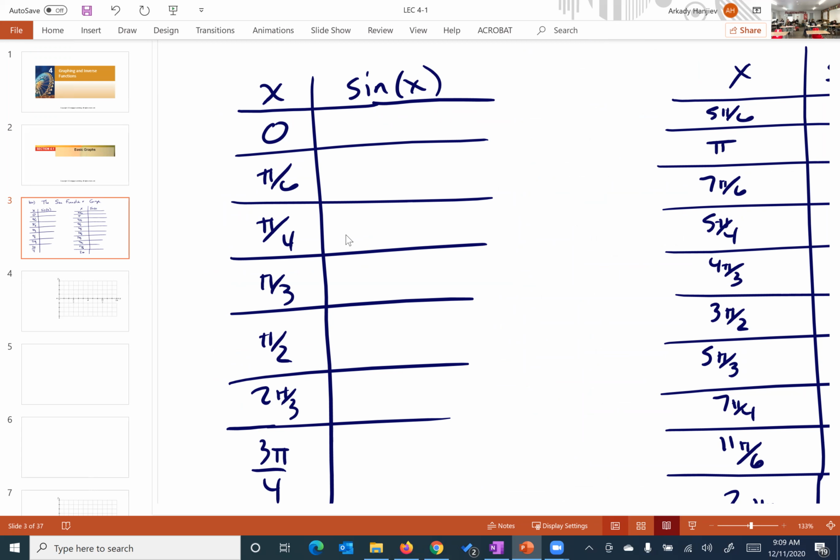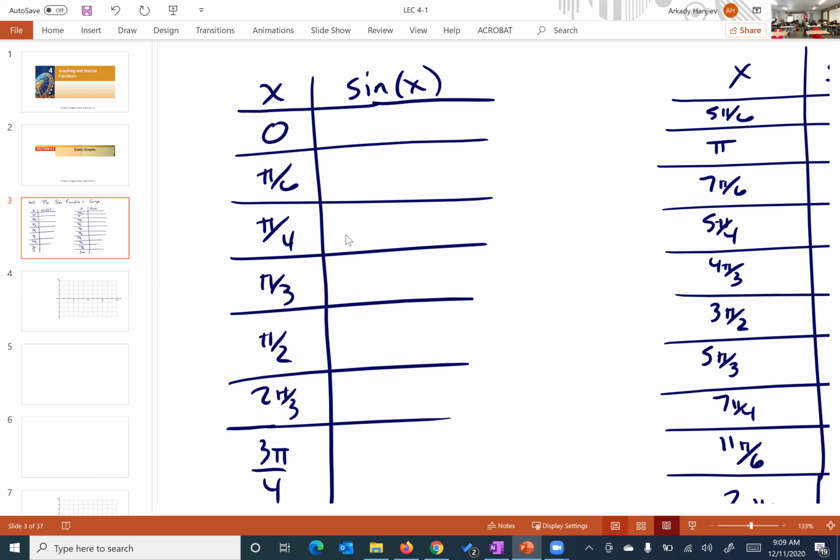Perfect. Okay, so 0, pi over 6, pi over 4, pi over 3, pi over 2, and so forth. 4, 5, 6, 7, 1, 2, 3, 4, 5, 6, 7, 8, 9, 10, 11. Okay. So if you have a calculator, if you have a chart in front of you, I'm going to assign these little values here.